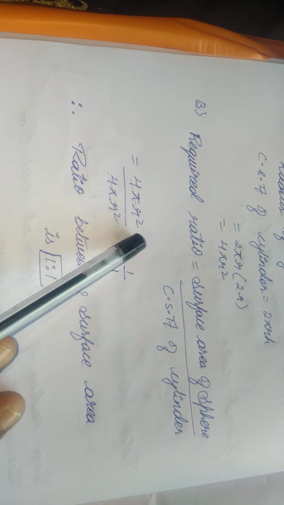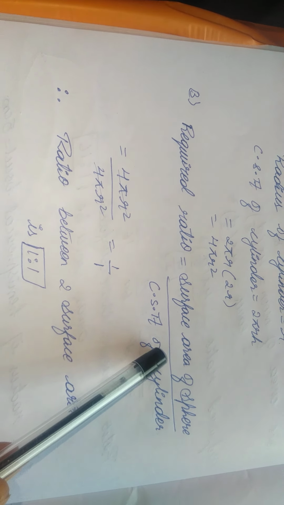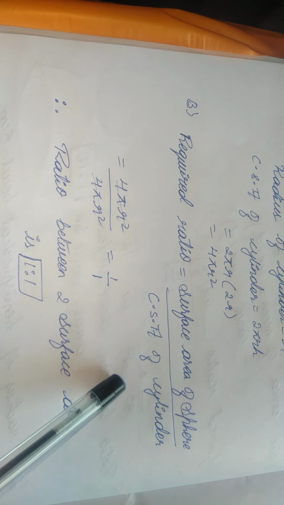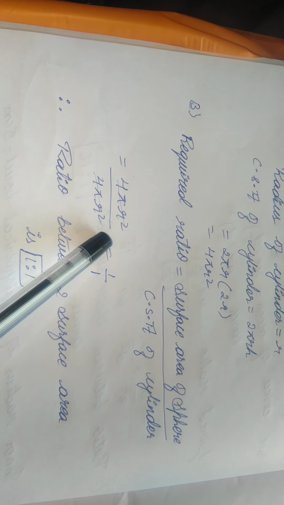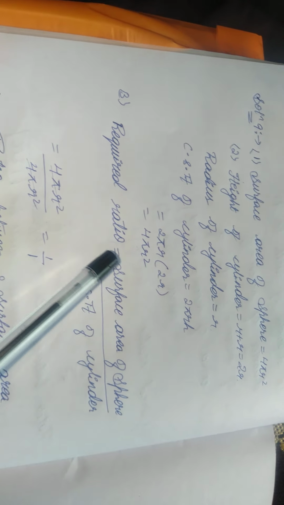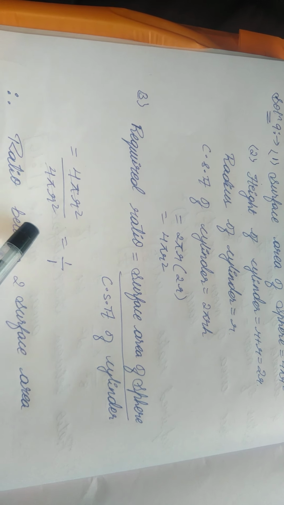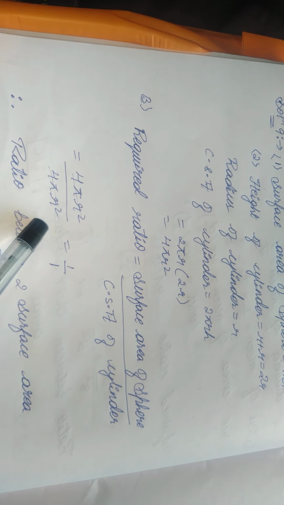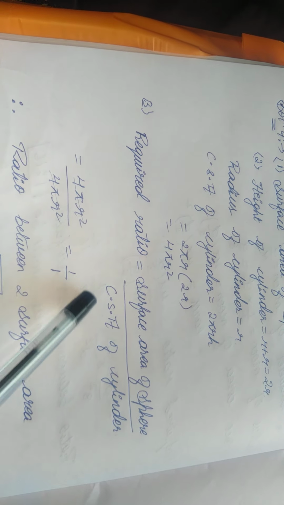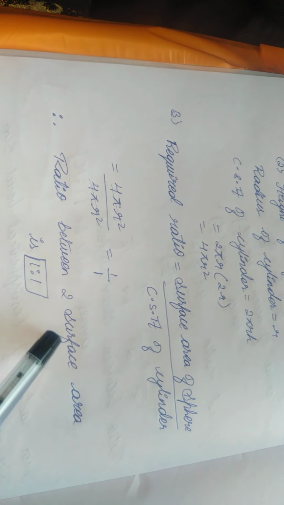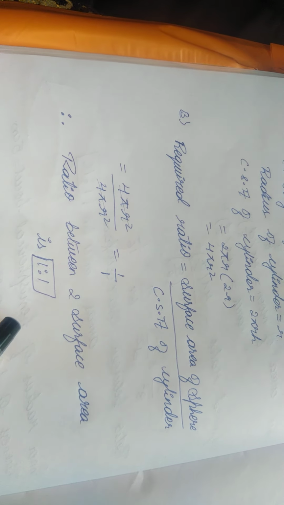The third question was to find the ratio: surface area of the sphere by curved surface area of the cylinder. 4 pi r square, the answer for your first question, you have to substitute, children. Now the second answer you have to substitute in the denominator. Both are same, cancellation. Hence the ratio between the two surface areas is 1:1.